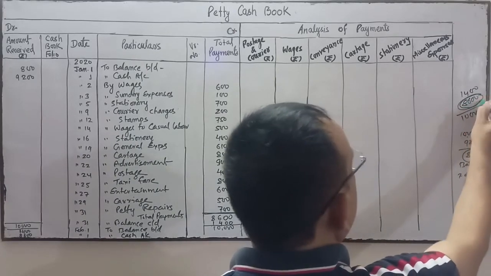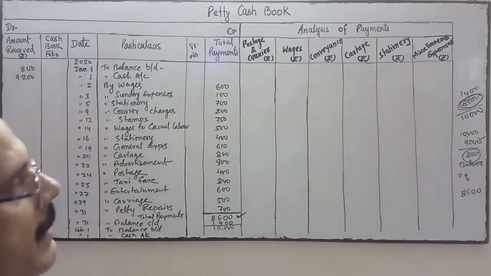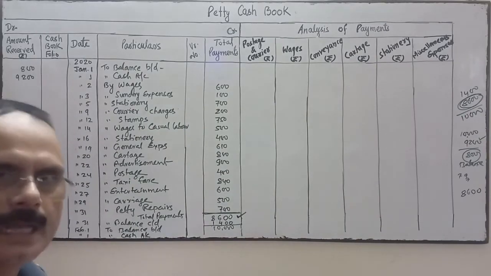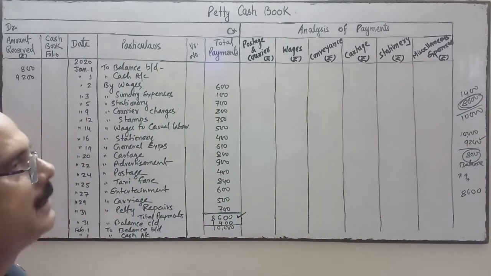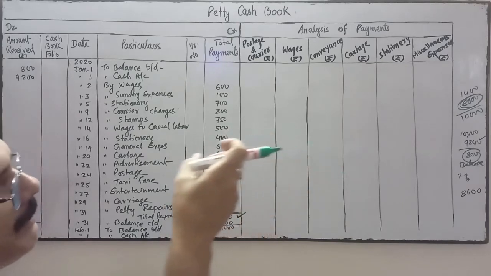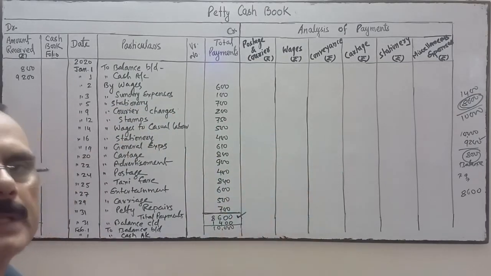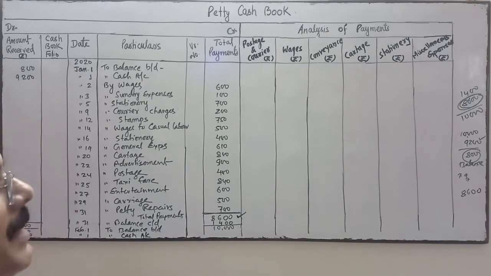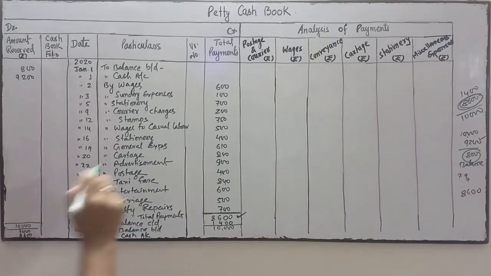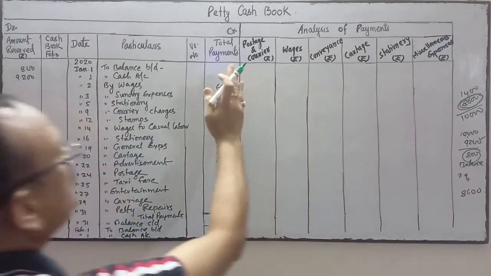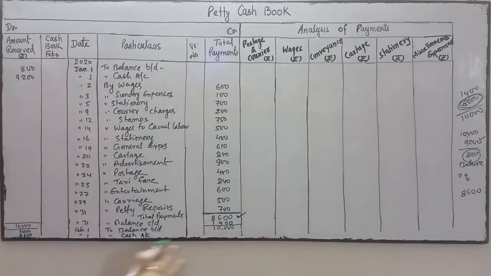Whatever amount they paid in the last month, that amount they will receive back from the head cashier, so that the imprest money will again become 10,000 rupees. Thereafter we will do the analysis of payment. We will complete this side first.